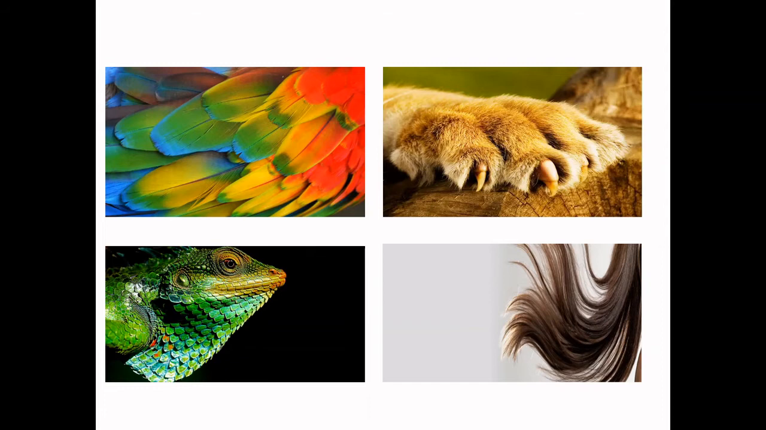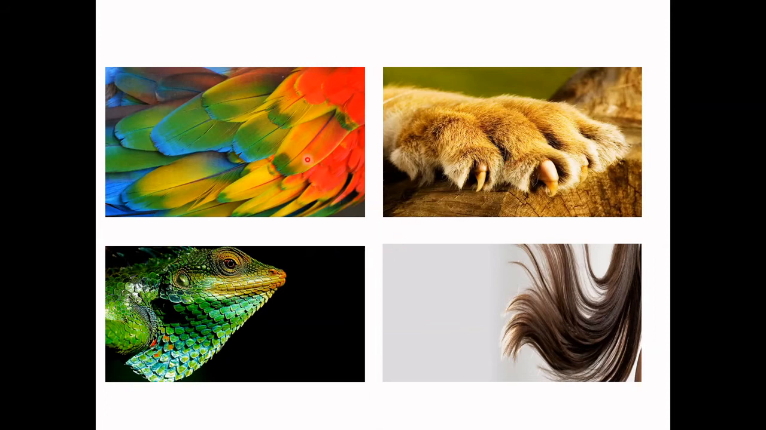So there are four pictures in this slide. So what is the difference? This is a feather, this is scales of reptiles, this is claws, and this is hair. So all these are made up of what? Fibrous protein. It is flexible. Both of these are flexible. These two are a little more hard and tough.